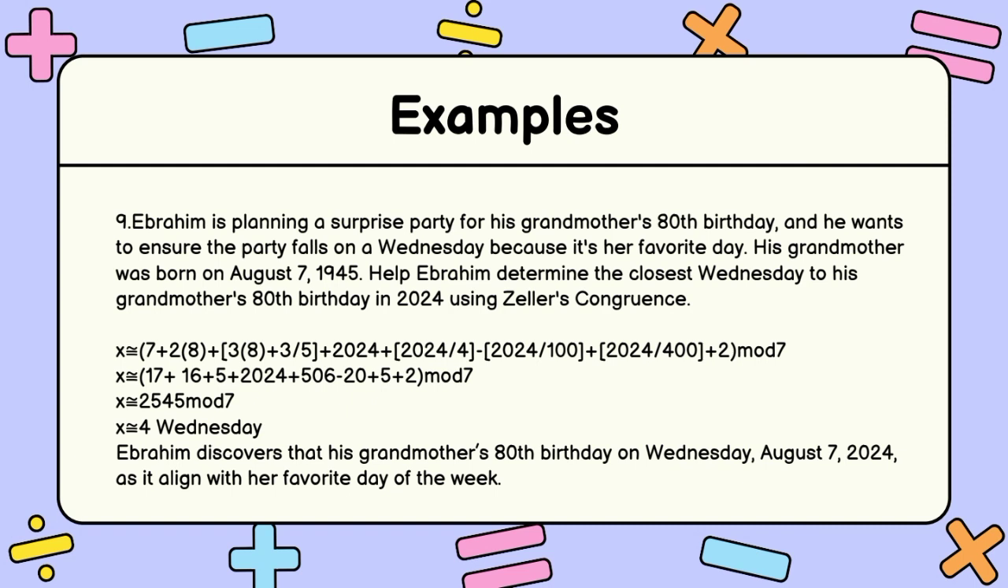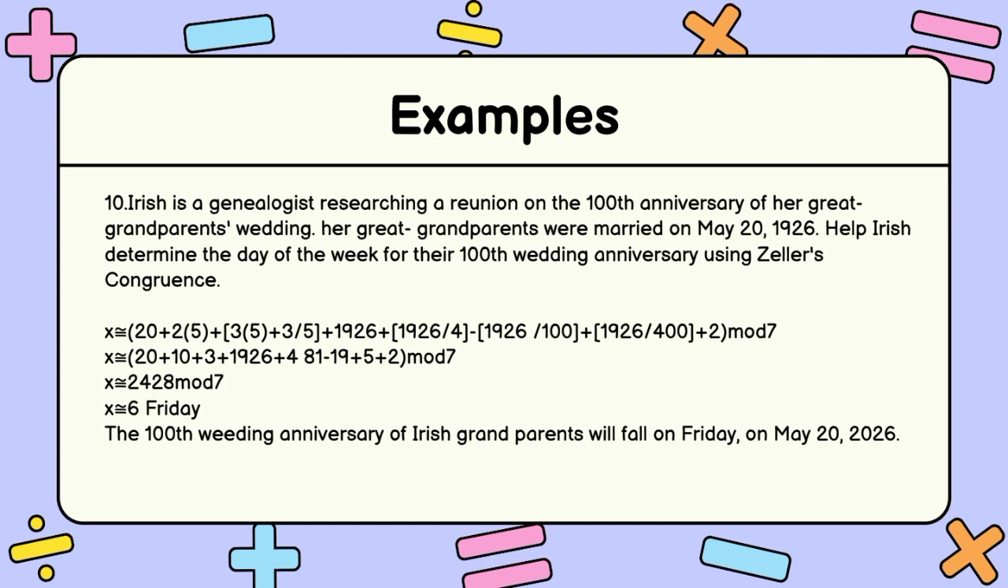And the last example is: Irish is a genealogist researching a reunion on the 100th anniversary of her great-grandparents' wedding. Her great-grandparents were married on May 20, 1926. Help Irish determine the day of the week for their 100th wedding anniversary using Zeller's congruence.